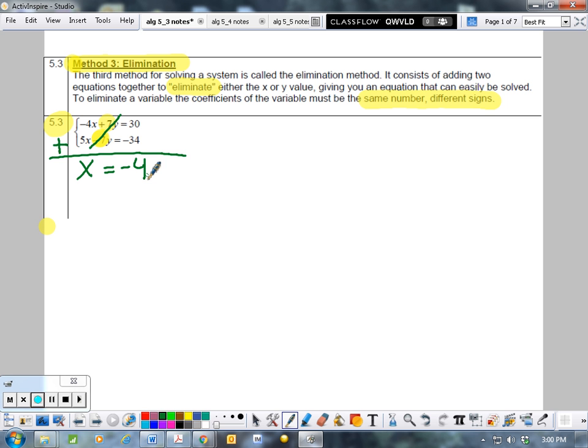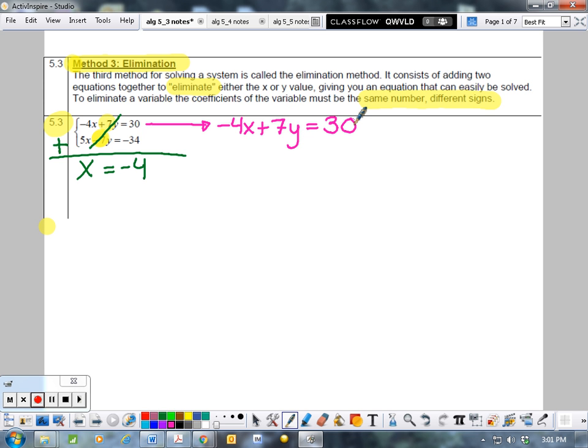Now I have the ability to go back to one of the original equations, and it doesn't matter which one I use. I can use the top one or the bottom one, and the picking does not affect my answer. You could use the first one, and I could use the second one, plug that back in, and we would end up with the same answer for y, as long as we did our math correctly. So I'm going to use the first one. I have negative 4x plus 7y equals 30.